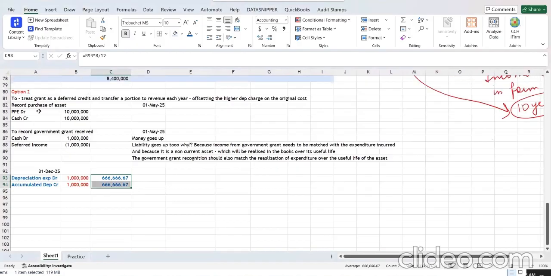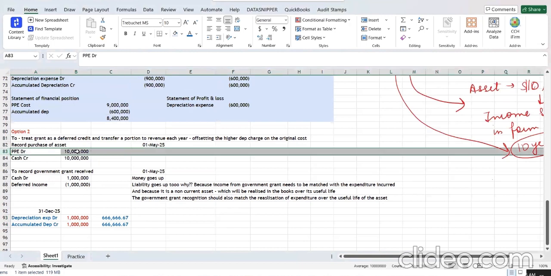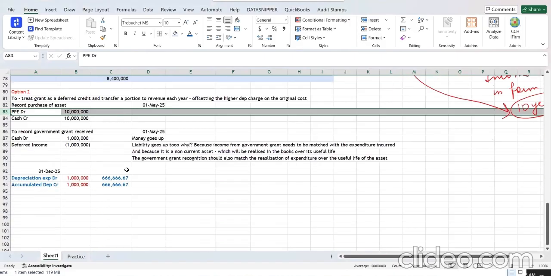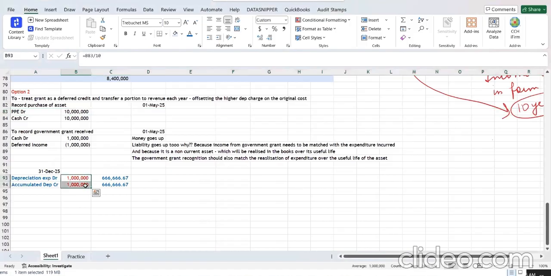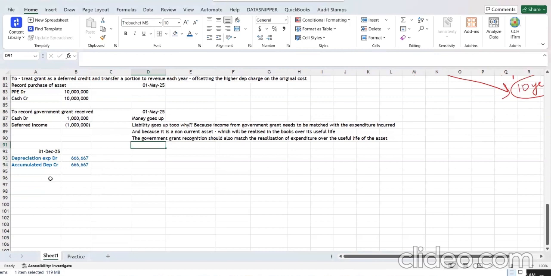Why? Because in option 2, we are calculating depreciation on the whole cost of the PP&E. But in option 1, we were recording depreciation on the net cost of PP&E, right? So I don't want it to be confusing for you. So I'll just multiply 8 by 12, so it's easy for you to understand. Okay, so depreciation expense here.